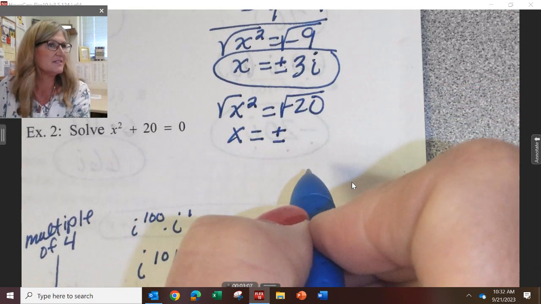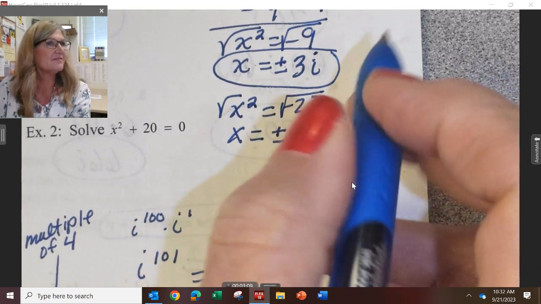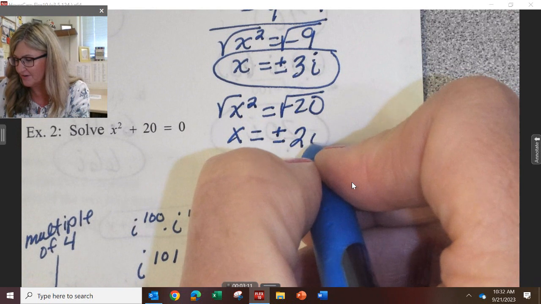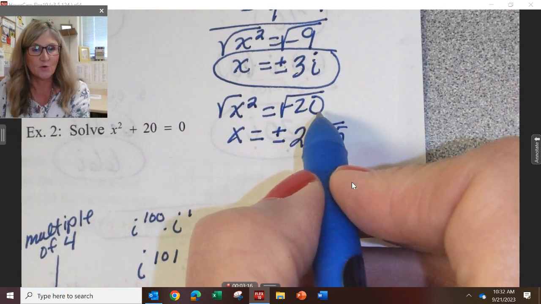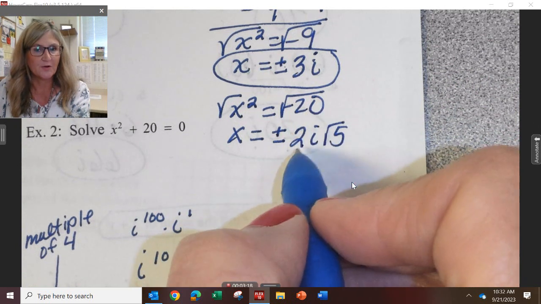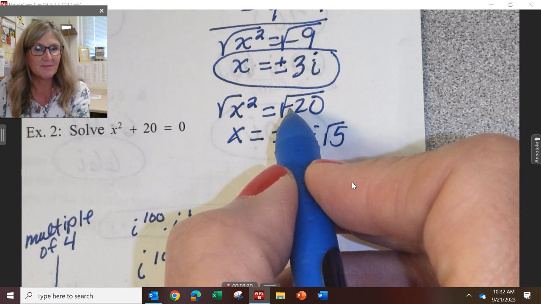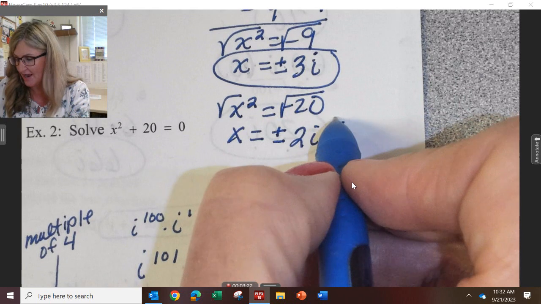Anybody know how that would simplify? 2i radical 5, very good. That's because 20 is 4 times 5, square root of 4 is 2. Anytime there's a negative under the radical, the i comes out.